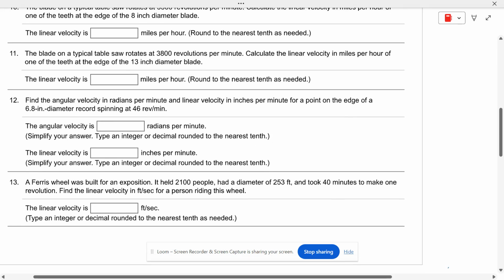All right. It says, find the angular velocity in radians per minute and linear velocity in inches per minute from a point on the edge of a 6.8 inch diameter record spinning at 46 revolutions per minute.